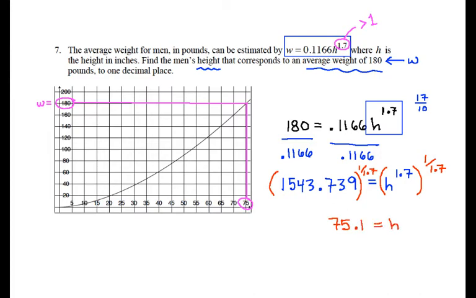Because we're asked to round our answer to one decimal place, we will say that the height that corresponds to an average weight of 180 pounds is 75.1 inches. So that's about 6'3".